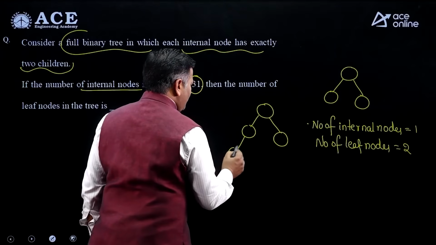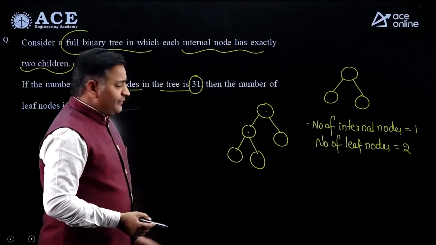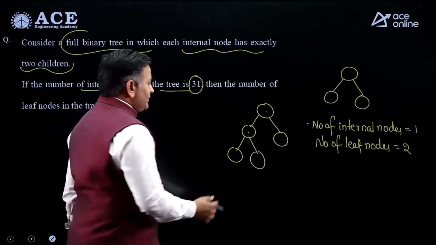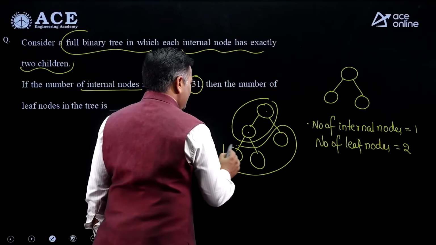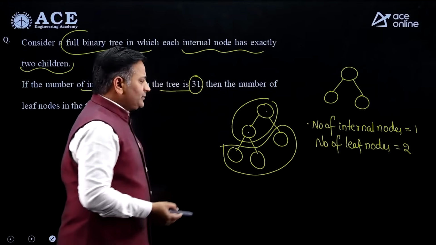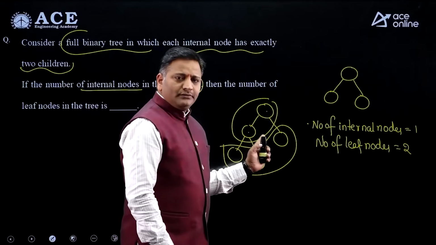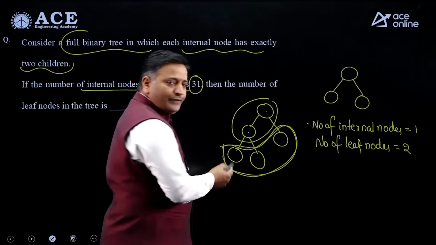Of course, it is also a full binary tree because every internal node has exactly 2 children. Here, the number of internal nodes is 2 and the number of leaf nodes is 3. So by observing this, there is a relation between internal nodes and leaf nodes: the number of internal nodes must be the number of leaf nodes minus 1.